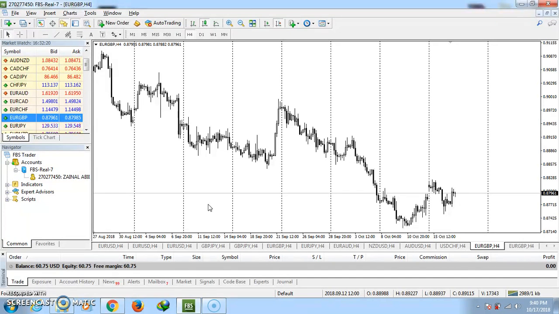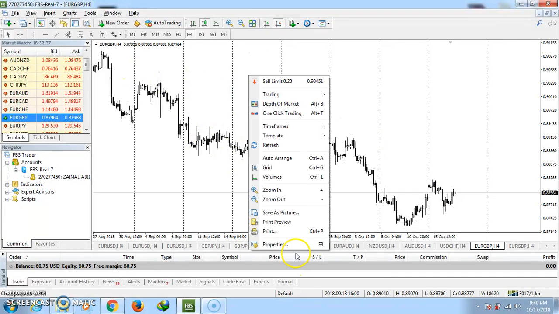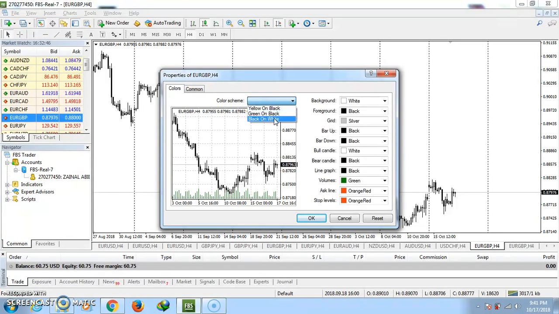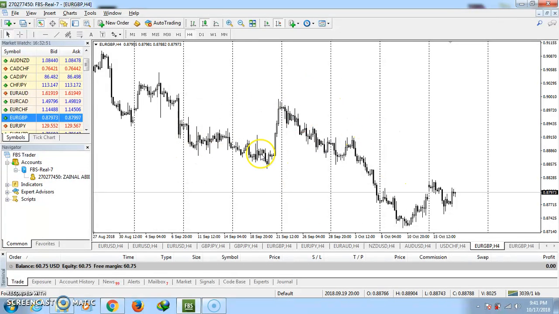Today I'm going to talk to you guys on how we are going to mark support and resistance for your forex chart. First of all, if you want to make your forex chart look like this, you just need to click on properties here. Make sure on the common side you untick the show grid. You click on show period separator, and the color scheme you choose the black on white. When you choose this one, everything will change to this chart.